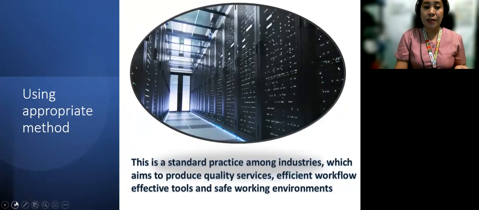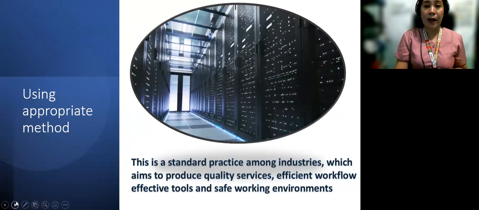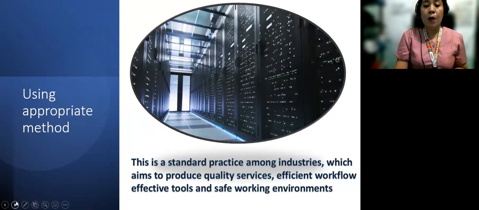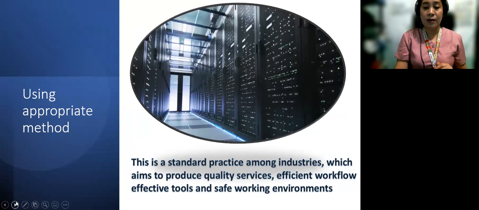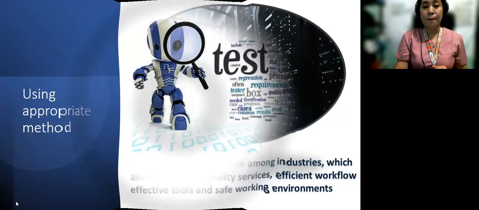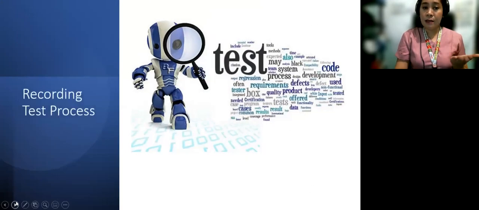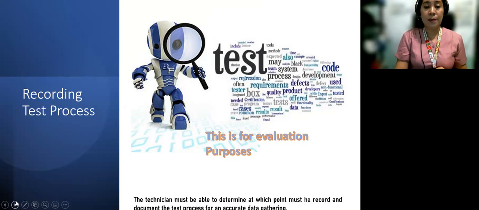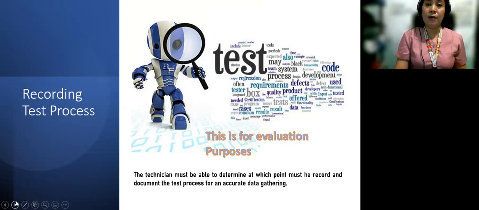In using the appropriate method, there is also a standard practice. This has been the standard practice of industries, which aims to, of course, produce quality services, efficient workflow, effective tools, and a safe working environment. So at this juncture again, recording the test process is very much needed because it is for evaluation purposes. The technician must be able to determine at which point he must record and document the test process for accurate data gathering.